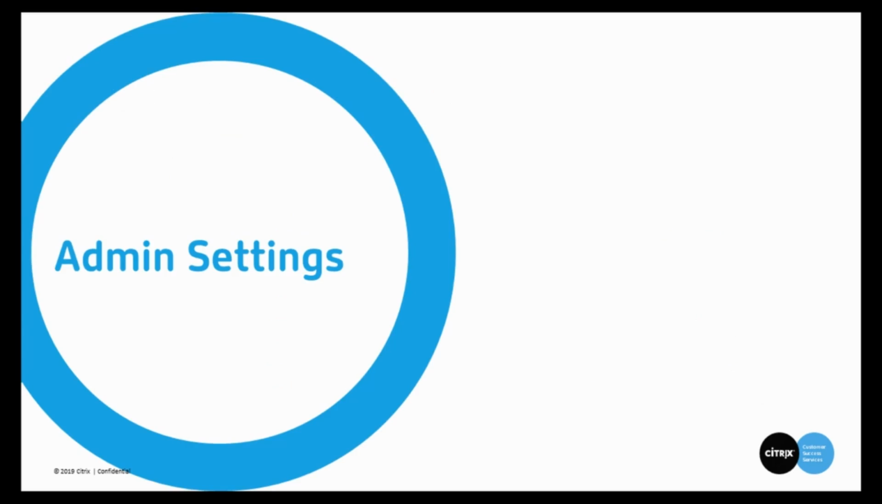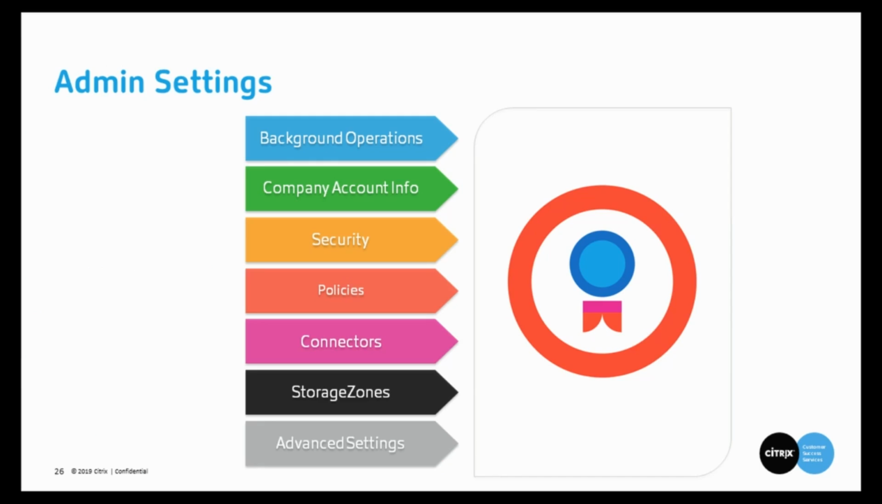Now, let's discuss the admin settings. So for the admin settings, we have other options besides the ones that I mentioned. As an example, we have the background operations, which, as we mentioned, are where files are processed and will show their progress. Security, where the DLP will be configured. Policies will be where basically all of the group policies will be created to manage different groups. And the connectors, storage zone setup.